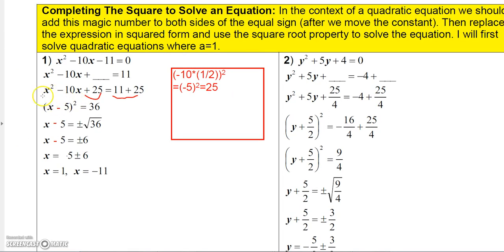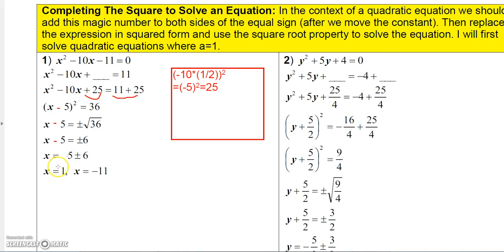Okay, so I had a sign problem here. Since this middle term is minus 10x, this actually factors into (x minus 5) quantity squared equals 36. Now we can apply the square root theorem to this, and you get x minus 5 equals plus or minus the square root of 36, and then x minus 5 would equal plus or minus 6, because the square root of 36 is 6. If you add 5 to both sides, you get 5 plus or minus 6.